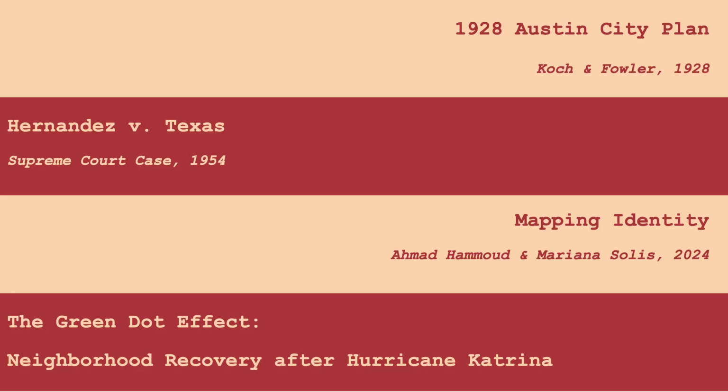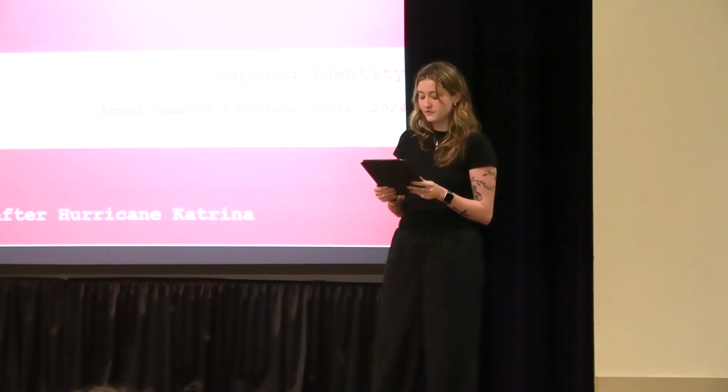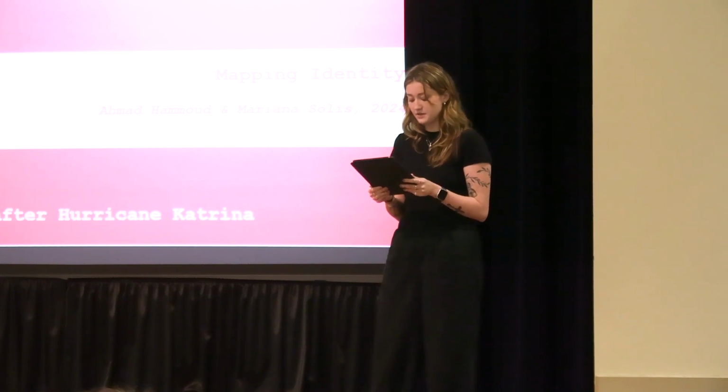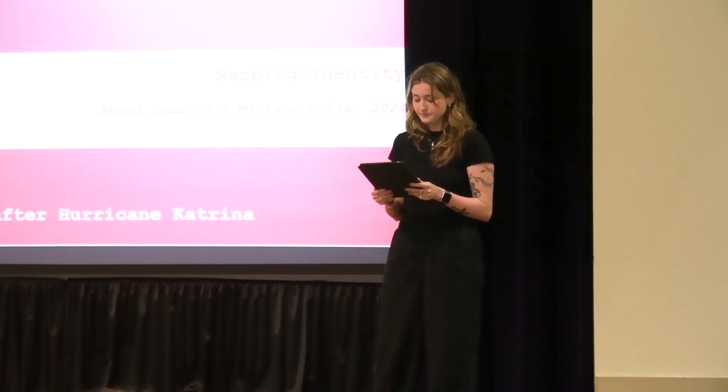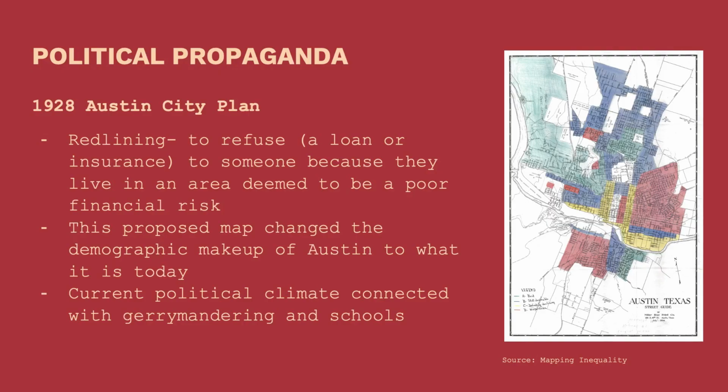This is a thesis work from Ahmad Hamoud and Mariana Solis. It's their graphic design master's program, which explores how identity itself could be mapped differently, specifically in the ways that we don't map it right now. Each of these highlights a different way maps influence how we understand the world, and I think they're so interesting, so I'm really excited to talk about them. So let's start with maps and political propaganda.